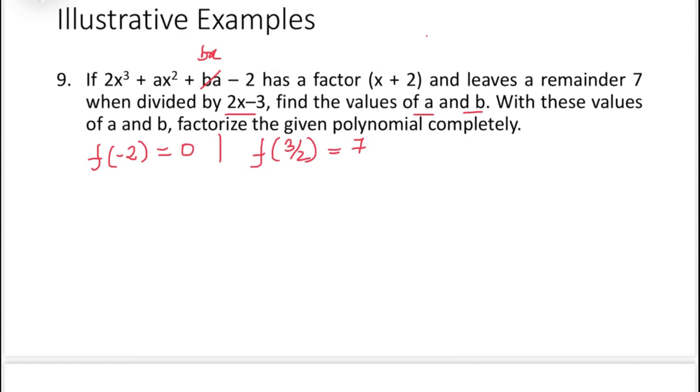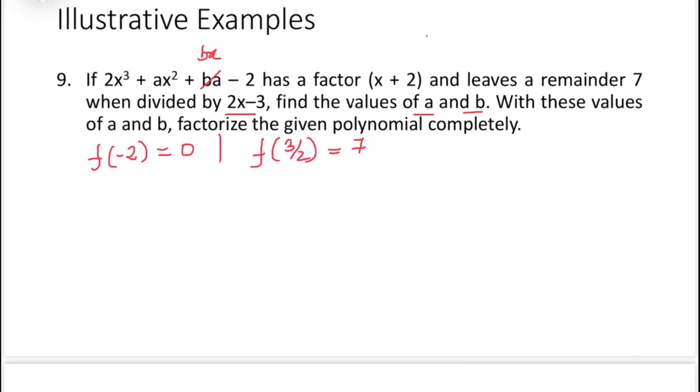And what else is asked? With these values of a and b, factorize the given polynomial completely. So we have two tasks. First is to find the value of a and b, and second, after finding the value of a and b, we are required to factorize the polynomial. So let's do step 1.